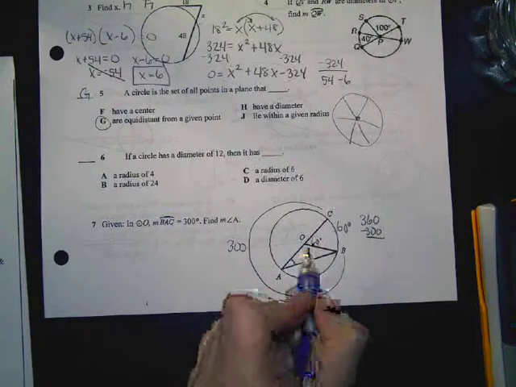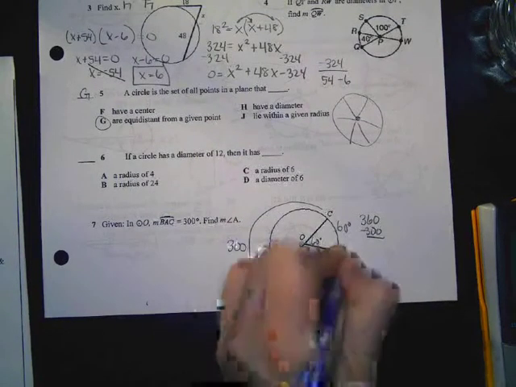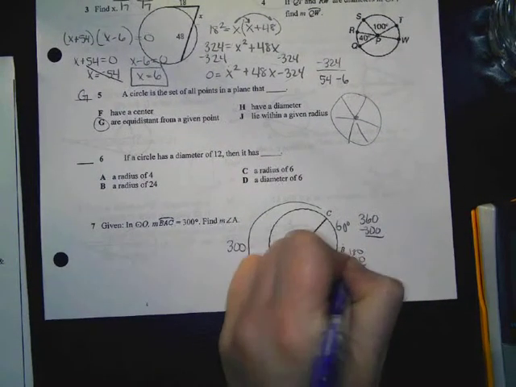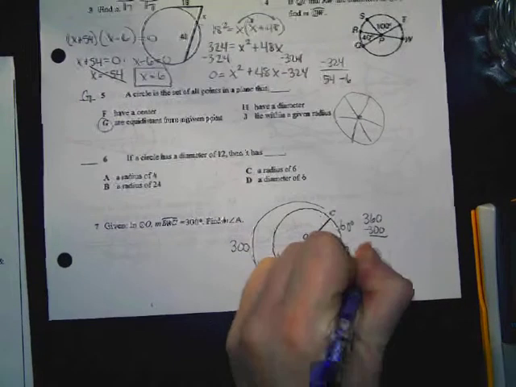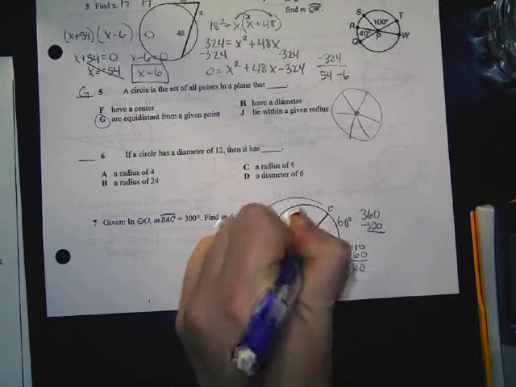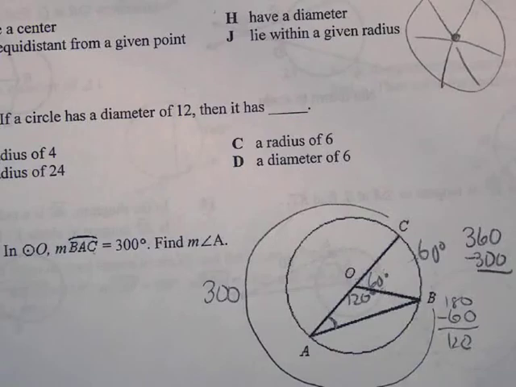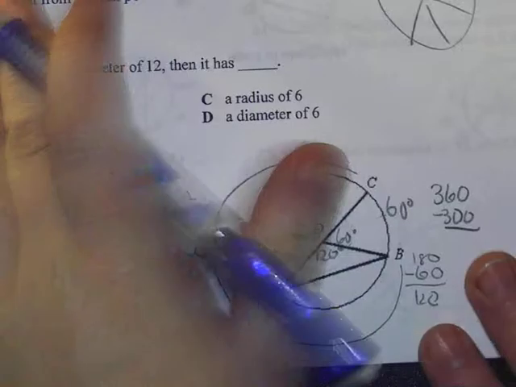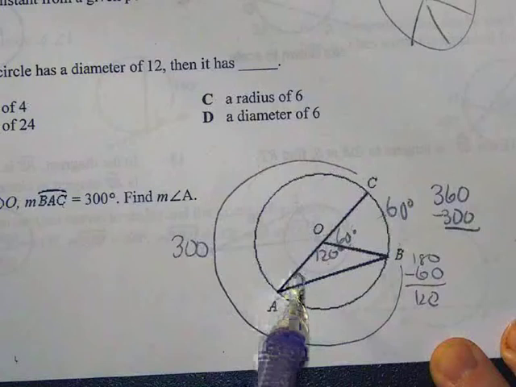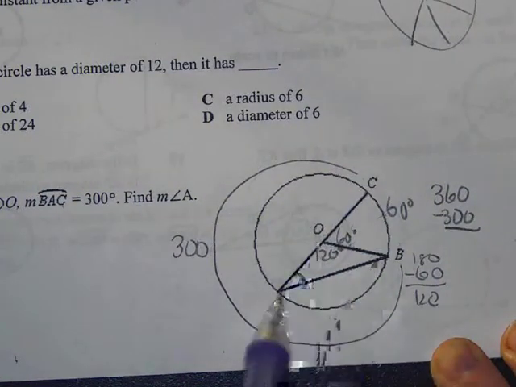These two next to each other are a linear pair, so if I take 180 and subtract out the 60 that we know, we're going to get 120 for that inside angle next to that. And when I look at this picture, that 120 that I have and the angle I'm looking for are all part of a triangle.